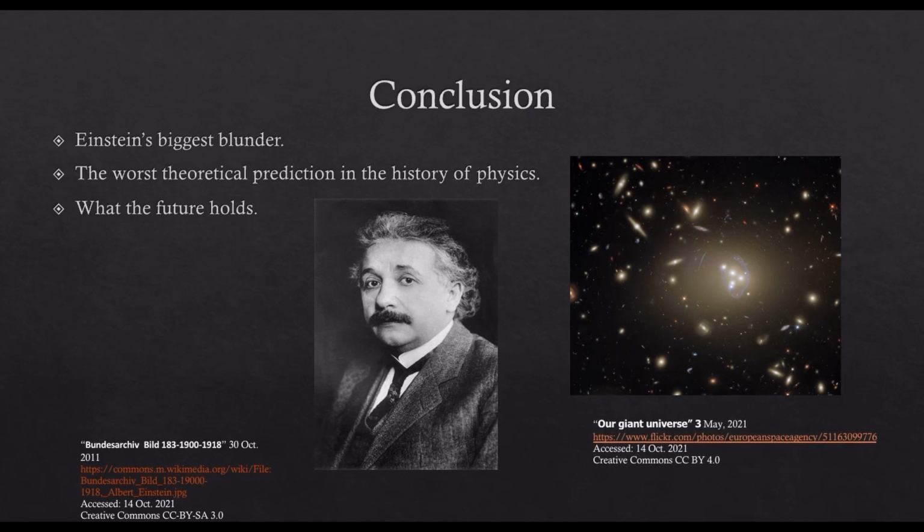This is described as the worst theoretical prediction in the history of physics. This discrepancy means the two theories remain separate. A key to resolving this problem is to collect more data from across the universe.